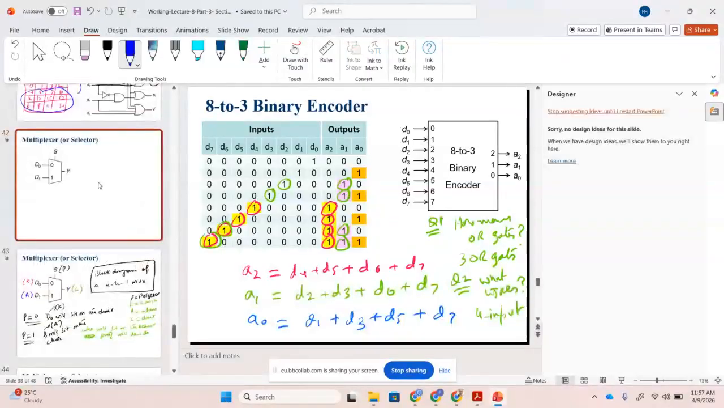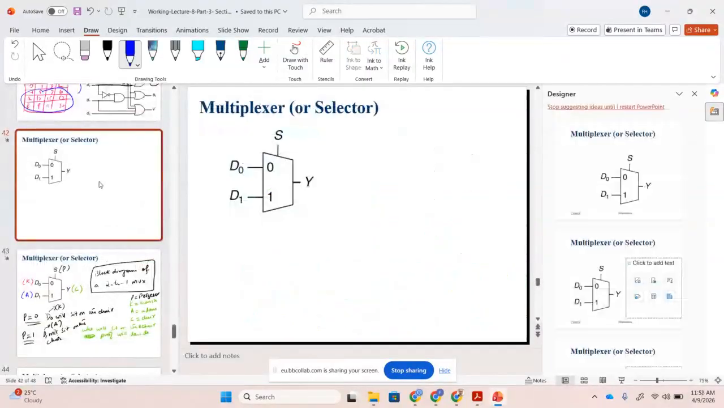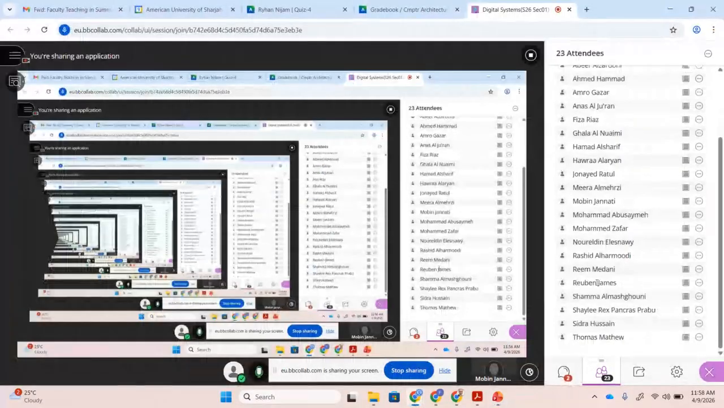Now, what is a multiplexer? We are starting another topic, the multiplexer, which is in lecture number 9. Now I'm going to explain the multiplexer, or selector. For that, I need 2 students, maybe James and Shama.